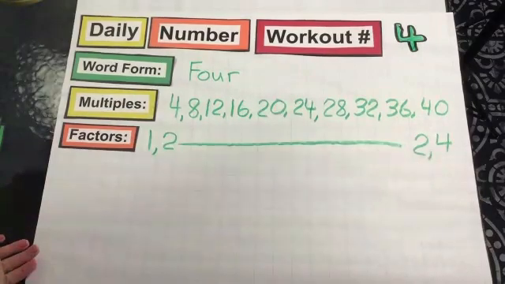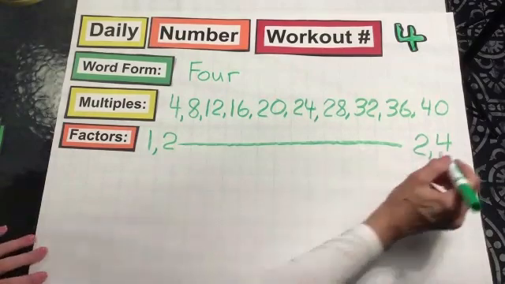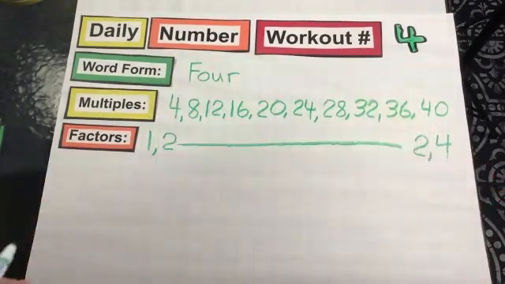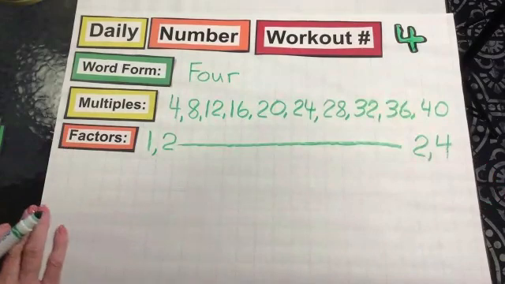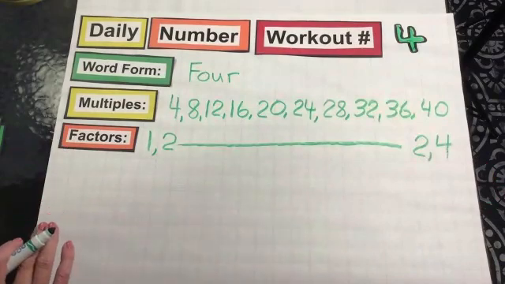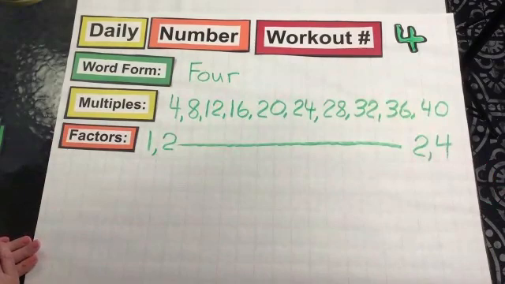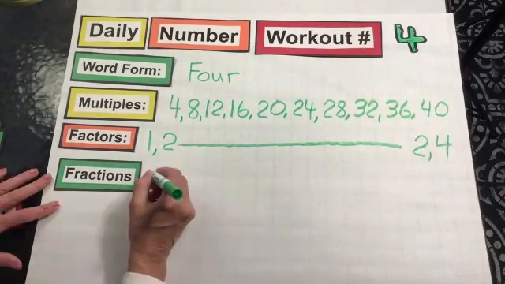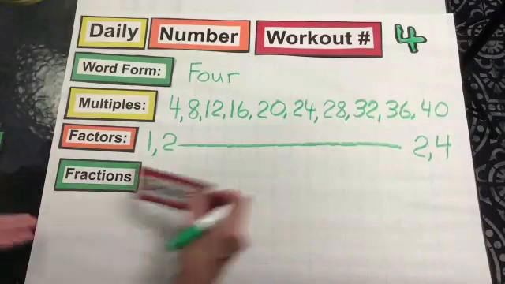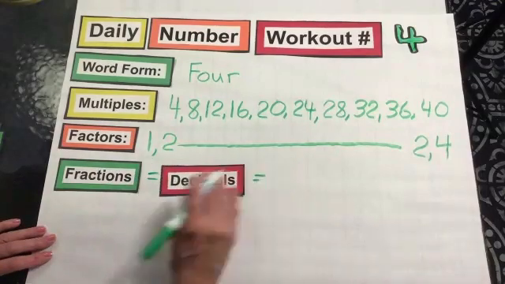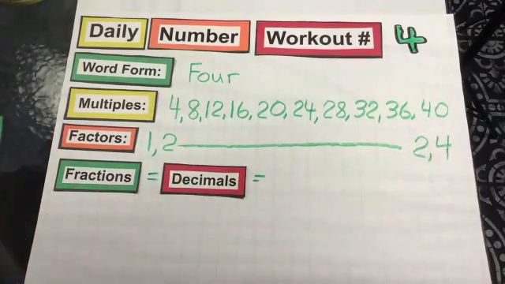So the factors of 4 are 1, 2, and 4. So that's always good to know. And this is a strategy you will use when you're finding your common denominators, all these greatest common factors between 2 numbers later on in your math concepts. All right, looking good. Let's go on to our next category, which is fractions, which equal decimals, which equal percents.